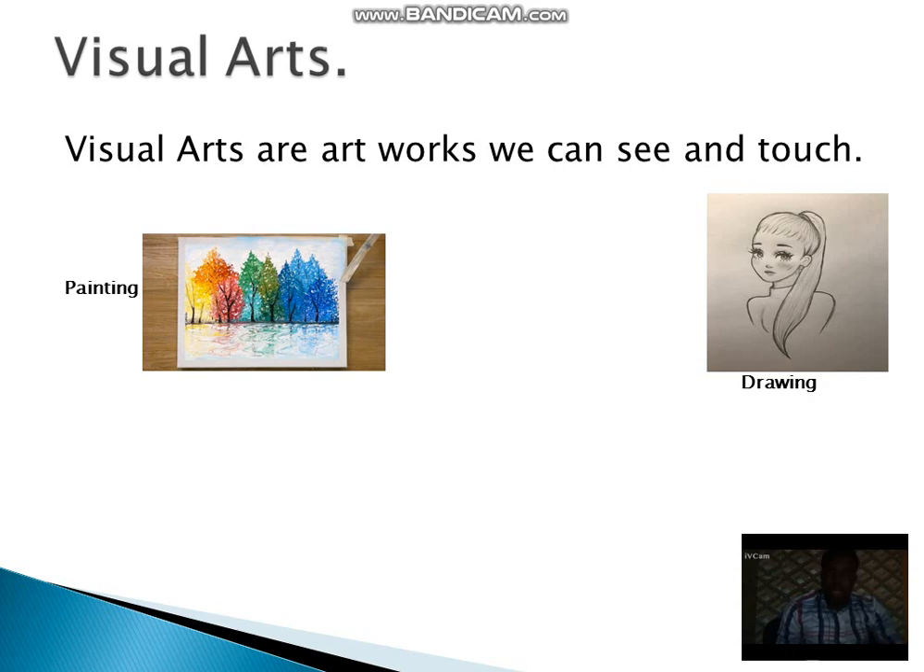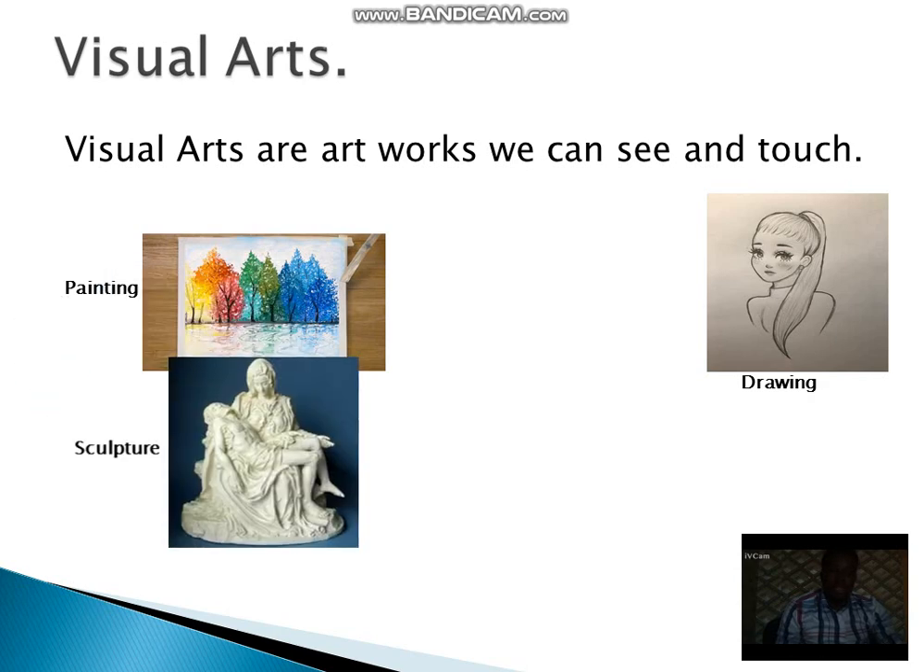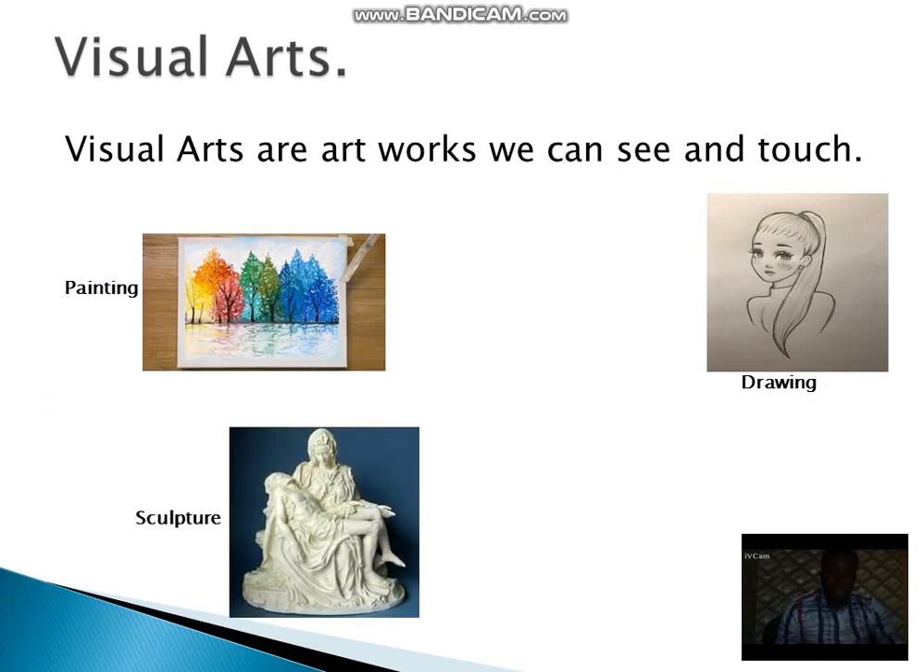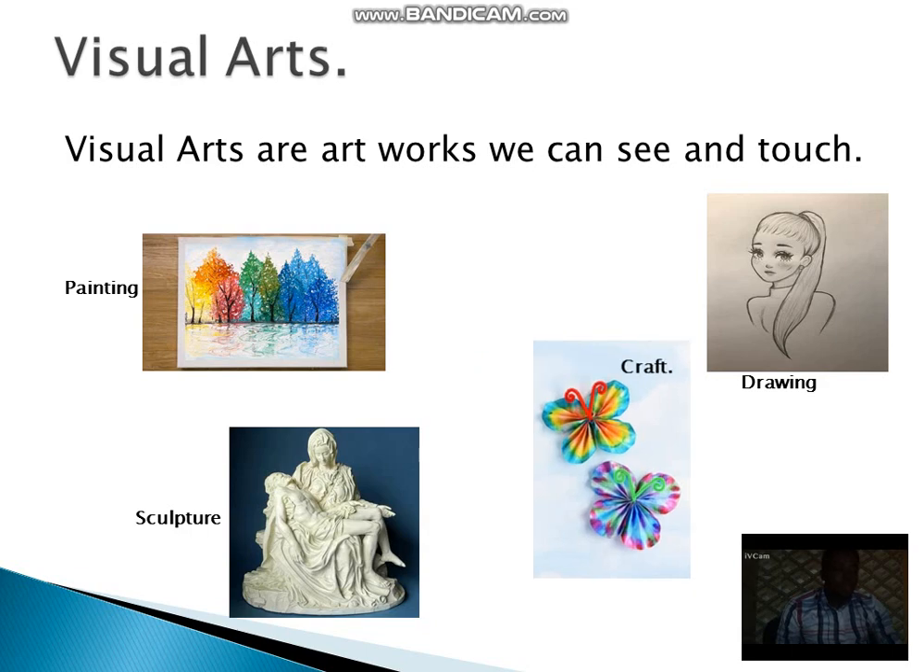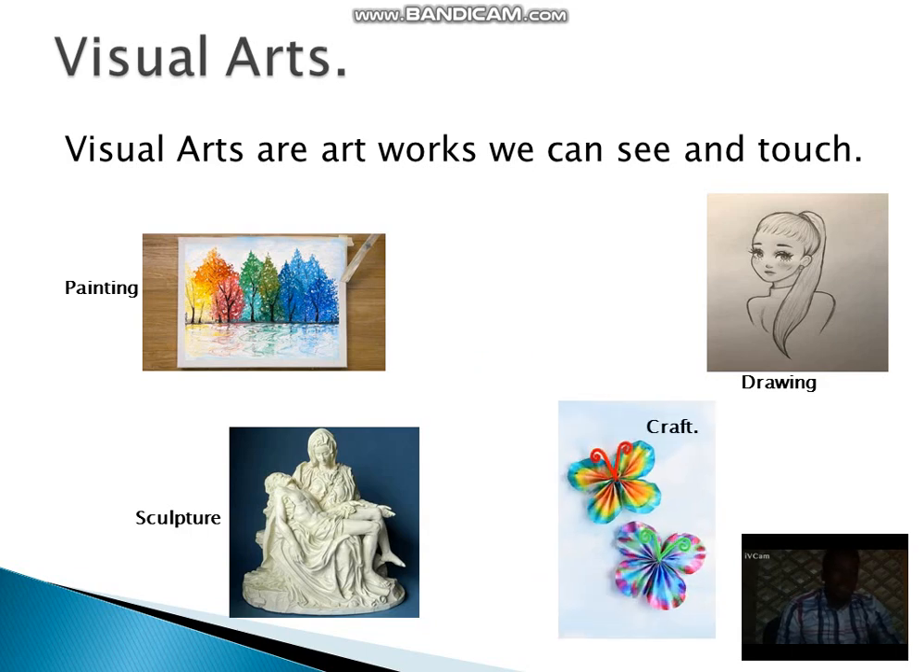The art we can see and touch. What about sculpture? Sculpture is also a visual art because we can touch sculpture. How many of us have something like this in our churches and then we can just go there and touch it or pray and all of that? So fourth is craft. Craft is also an example of visual art because anything we make with our hands, we can see them and we can also touch them.